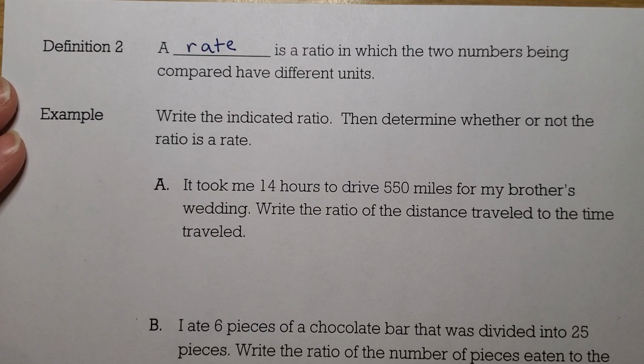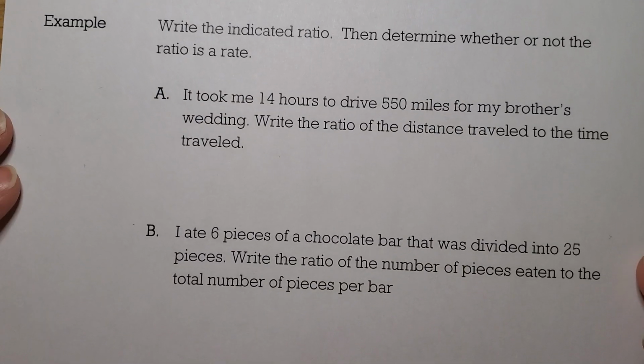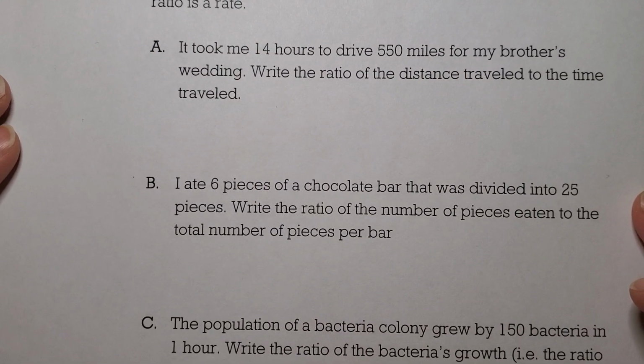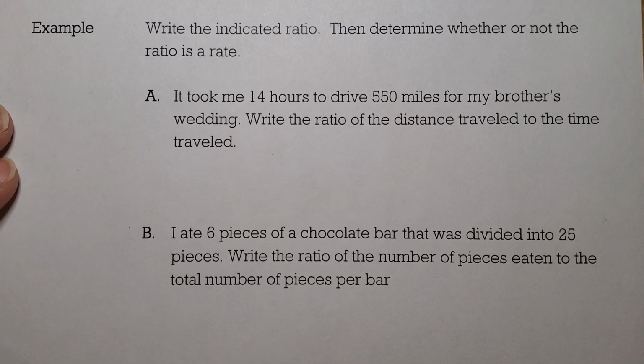So we're going to look at a few examples. We're going to write them as a ratio, and then we'll decide whether or not it's a rate. Because we're going to be using the quotient notation the most frequently in this class, I'm going to write them using the quotient notation, but you could use any notation here that's correct based off of what we've discussed.